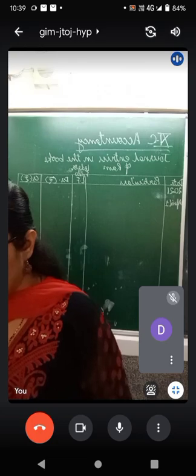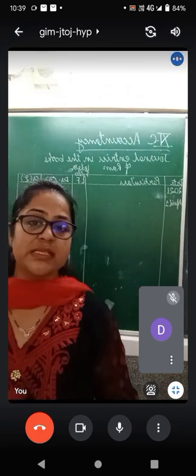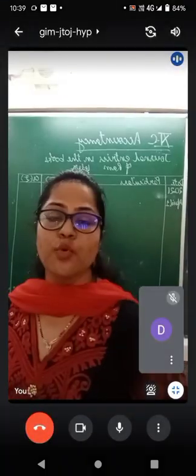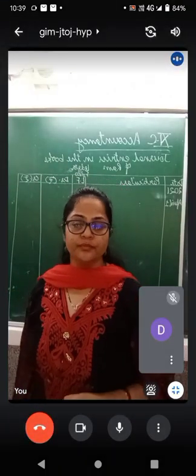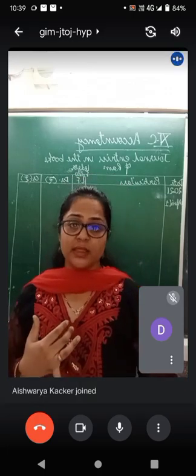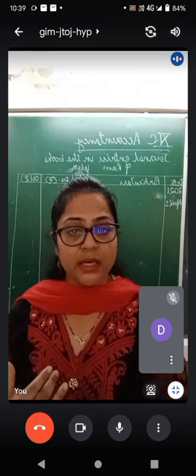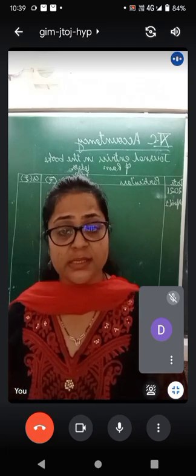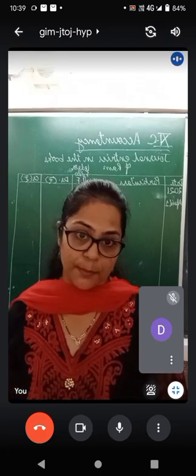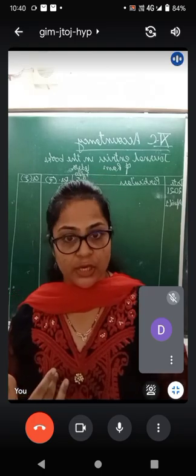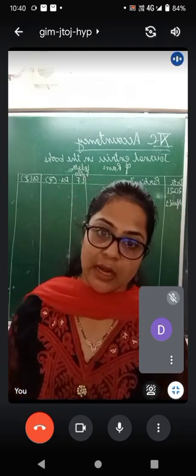The first journal entry says, business started with cash. Can anyone tell me which two accounts are to be affected? Started business with cash. So one is the cash account, and since the business is started, which means capital, right? So which two accounts are there? Cash account is there and capital account is there.